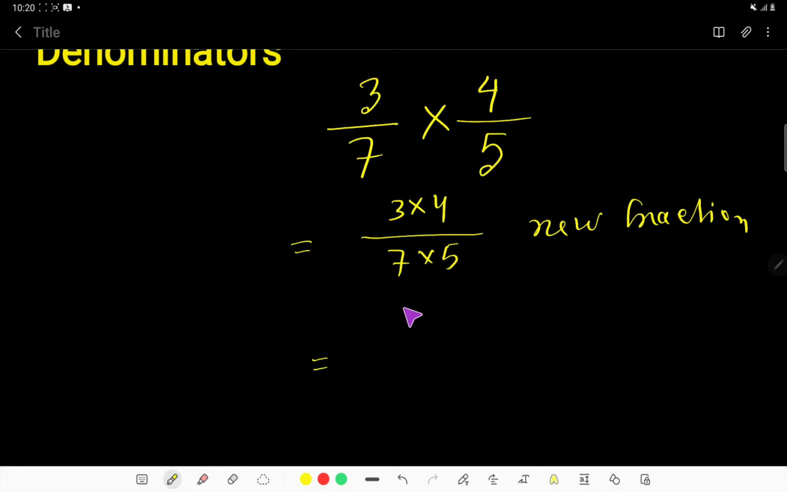So 3 times 4 is 12 and 7 times 5 is 35. You cannot reduce this fraction, so this is the answer. There is no common factor between these numbers. So let us take another example.